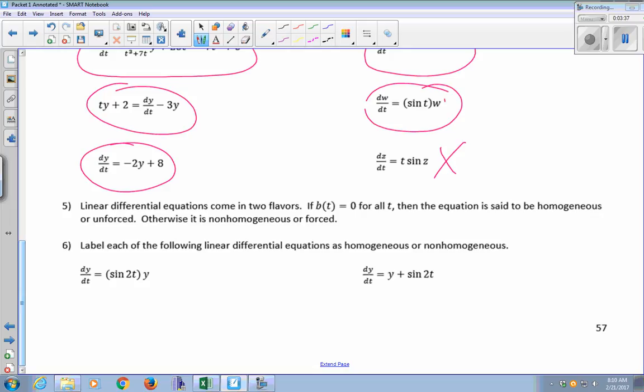So linear differential equations come in two flavors. If b of t is 0 for all t, then the equation is homogeneous or unforced. Otherwise, it's non-homogeneous or forced. So let's label these as either homogeneous or non-homogeneous. This first one is homogeneous, yep, because there's no other term. There's an a of t times y, b of t is 0.